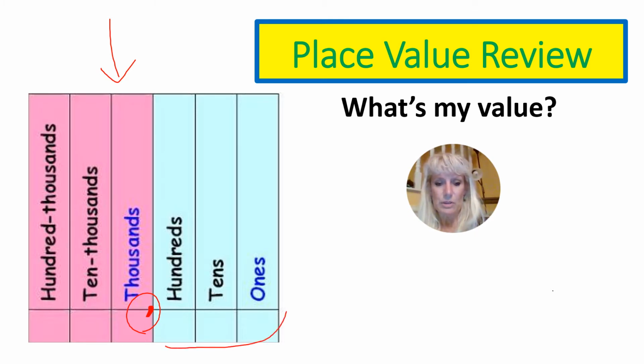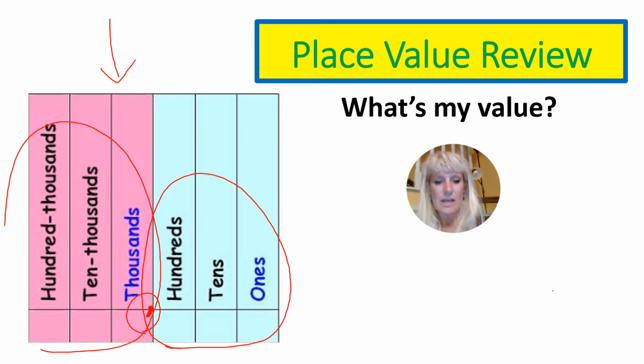Right here, the blue is called the ones period. So that's where we talk about ones, tens, and hundreds. And I told my students that that's where second grade started: ones, tens, and hundreds. But the second part here is going to be the thousands period. Notice over here, all of these end with the word thousands.